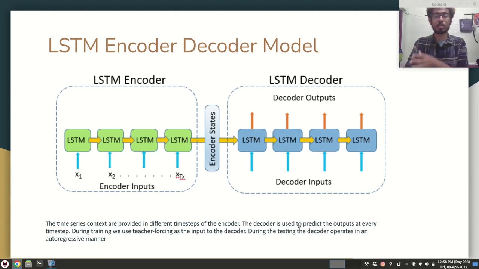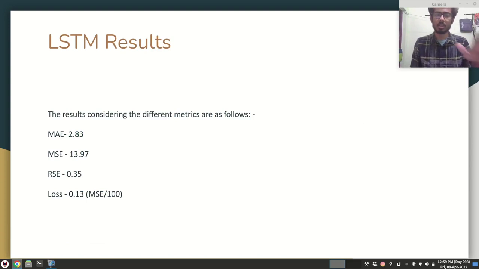The decoder is used to predict the outputs at every time step. As I mentioned earlier, we are using the teacher forcing method for the whole training process. The decoder operates in an auto-regressive manner, because that is how time series predictions are usually done. After the experiments, these are the results we observed. It's a really good performance provided by the LSTM.